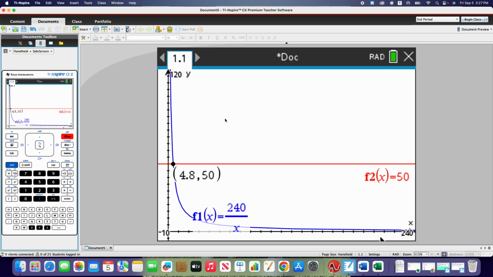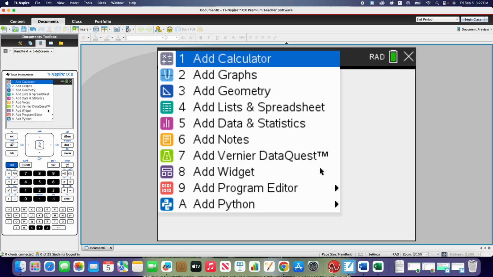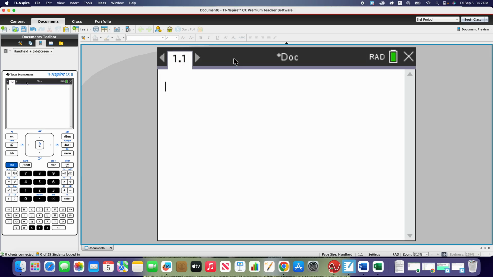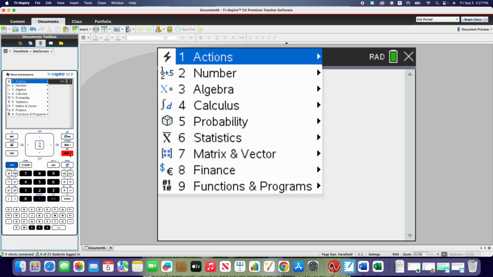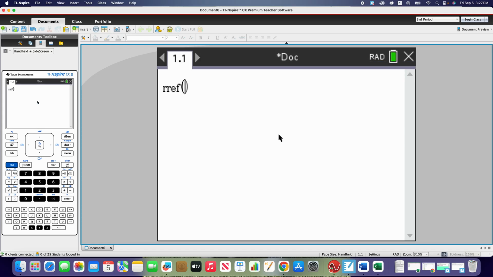So if I go over here, I'm going to go new. No, I'm not going to save that. I'm going to add a calculator. I'm going to go to my menu key, and I'm going to go matrix and vector, and then I'm going to choose the row reduced echelon form. All right, so I have that in.